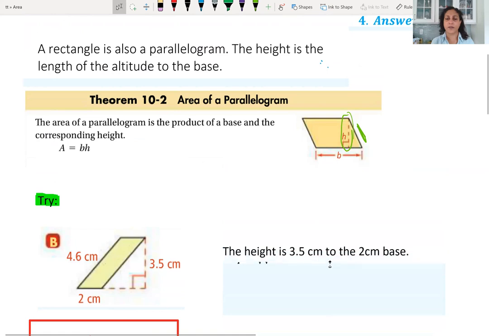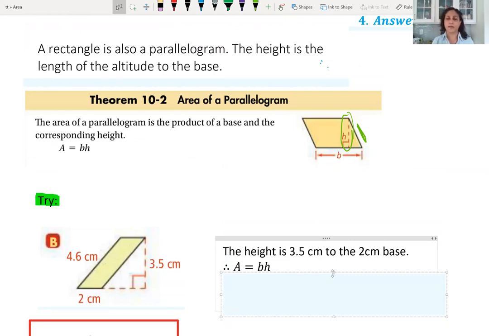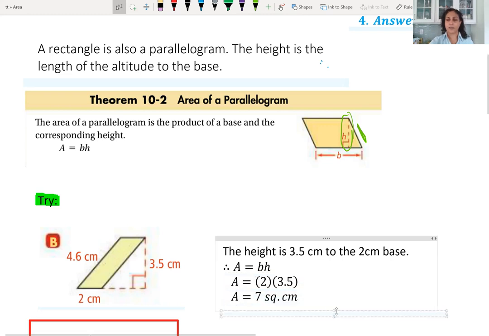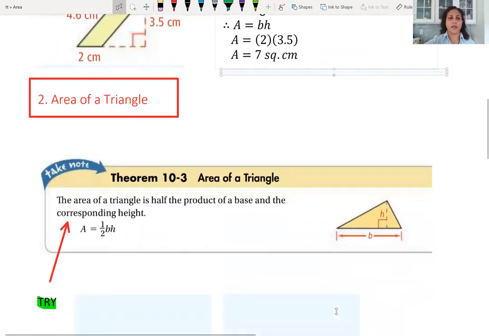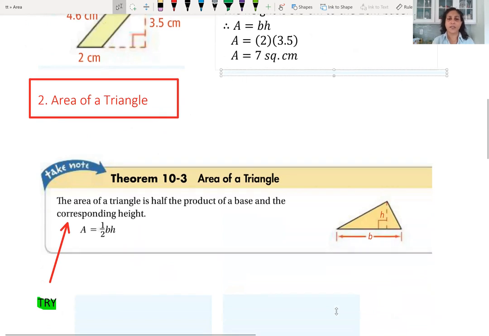You first write the formula. The height is 3.5 because that is the vertical height, and 2 centimeters is the base. So it's 3.5 times 2, which makes it 7 square centimeters. So that's pretty straightforward.